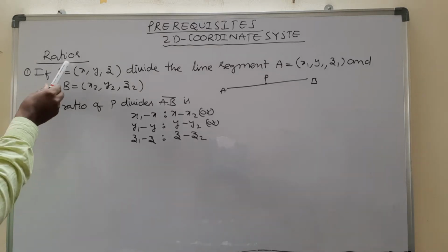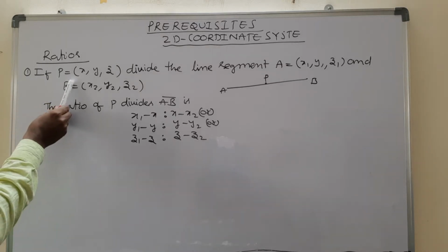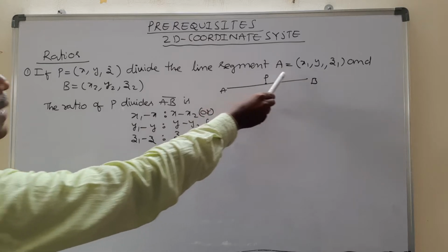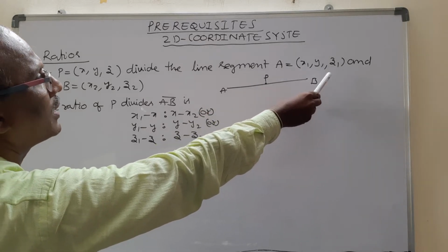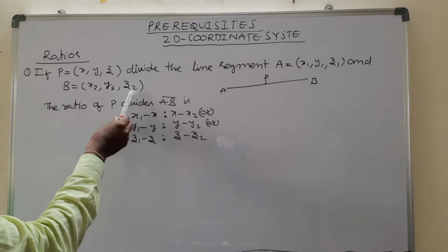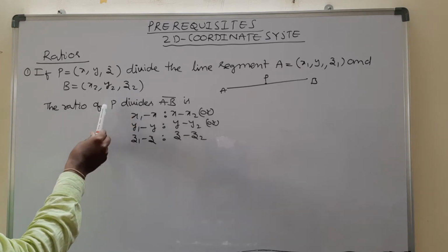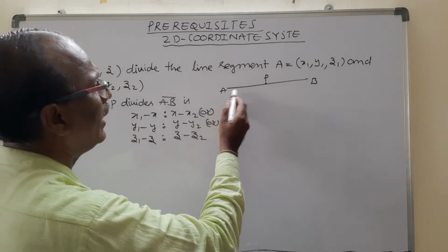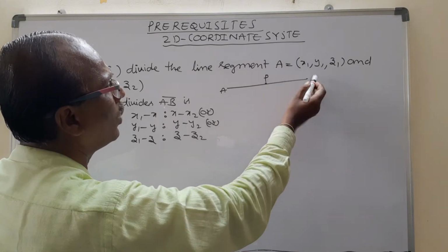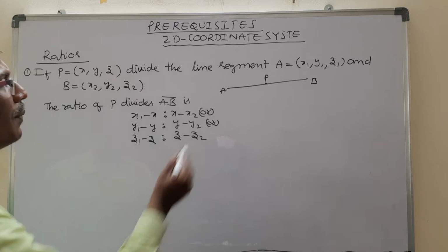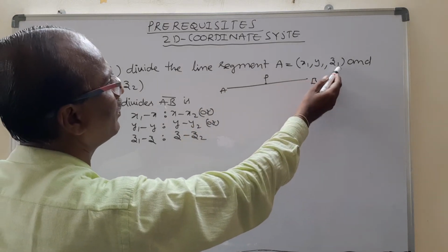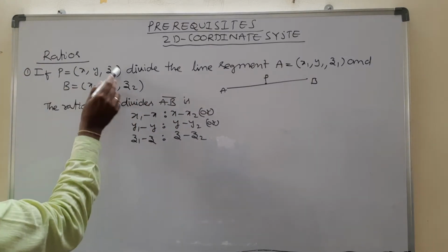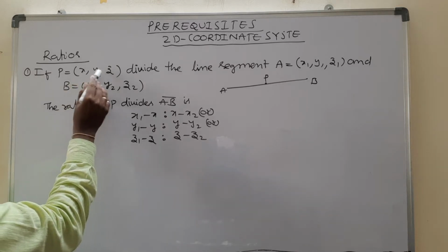Here, ratios: if P equal to (x, y, z) divides the line segment AB, where A is equal to (x1, y1, z1) and B is equal to (x2, y2, z2), then we have the formula for P dividing AB. In this concept, A, P, B are collinear points. Here A is (x1, y1, z1) and B is (x2, y2, z2). The dividing point's coordinates are x, y, z.